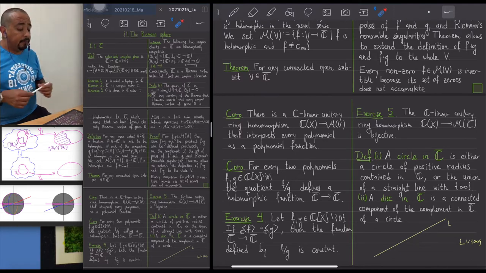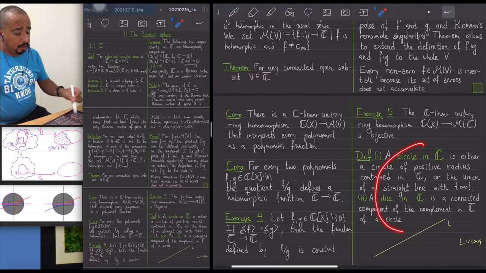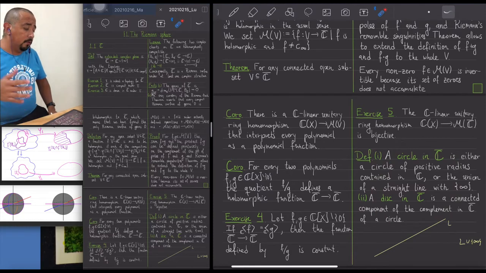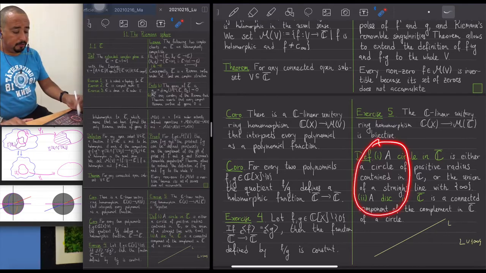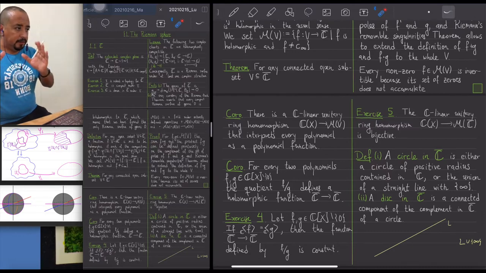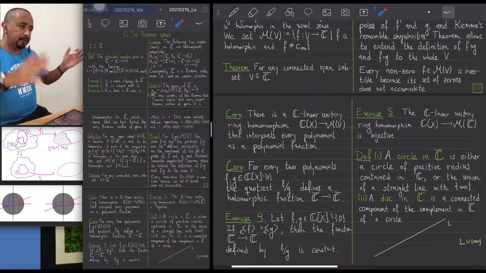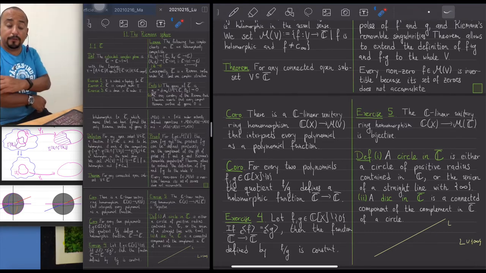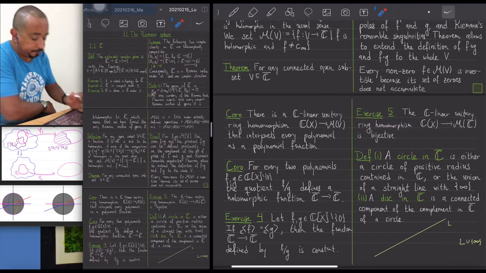Now, why this definition? Well, one of the reasons is stereographic projection that we're going to see later on. This definition is engineered in such a way as to have the stereographic projection send circles to circles and disks to disks between the sphere and C-bar, between the unit sphere in R3 and C-bar.